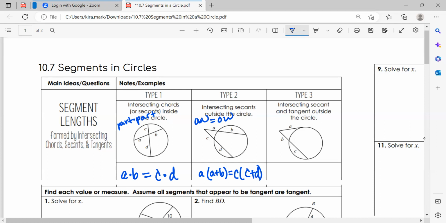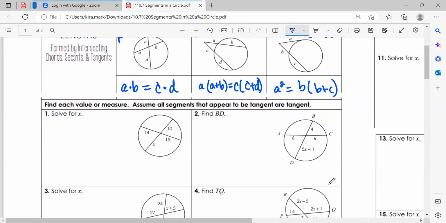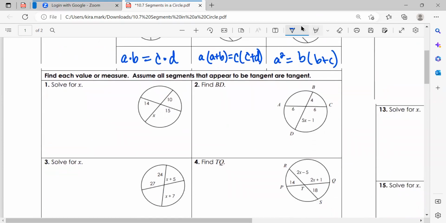And now the last case is where only one part is outside and the other part is inside. This is with the tangent. So I like to think of it as tangent squared equals outside times whole. So tangent squared, which ends up being the whole thing, A squared equals outside times the whole thing, B times B plus C. And that's it. So we're going to do a couple examples of all of this.